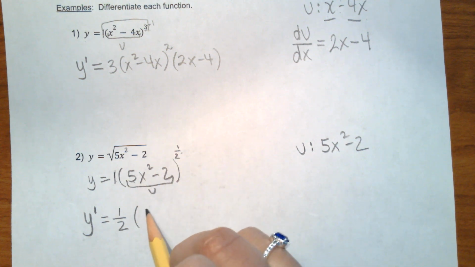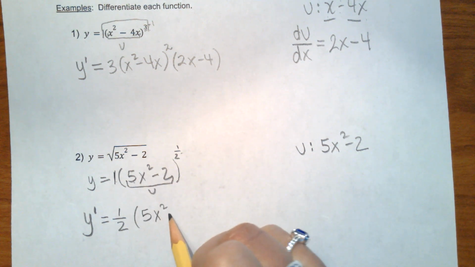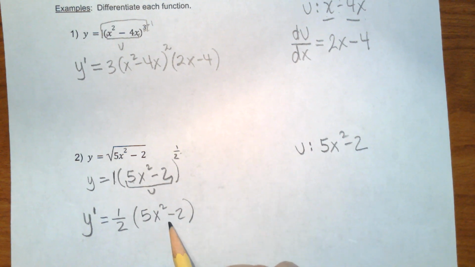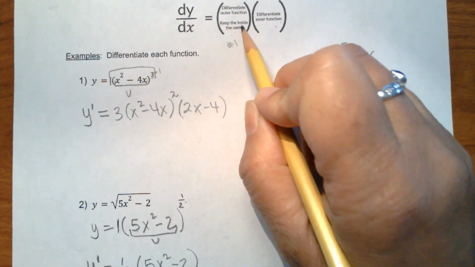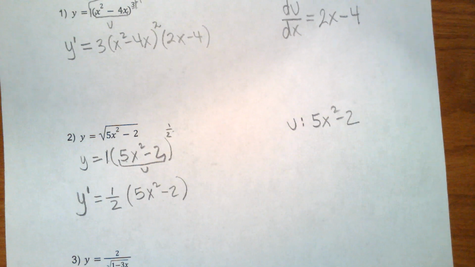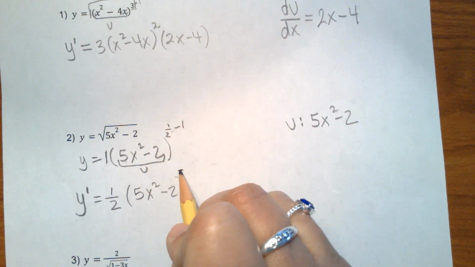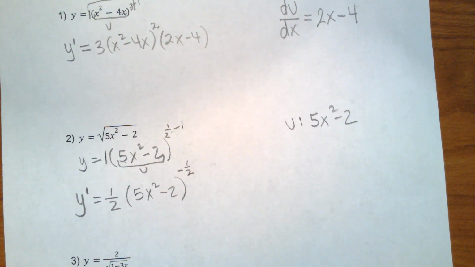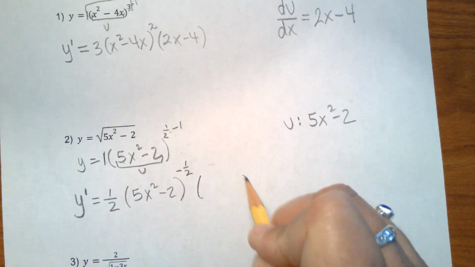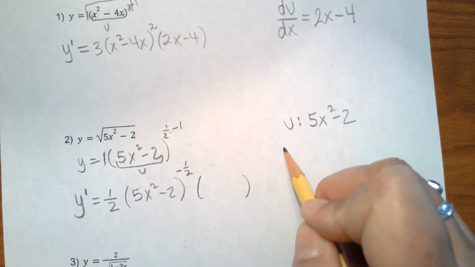Then we are going to just write 5x squared minus 2, because we keep the inside part the same. And then 1/2 minus 1 is negative 1/2. Okay, now we have to go and look at this inside part.